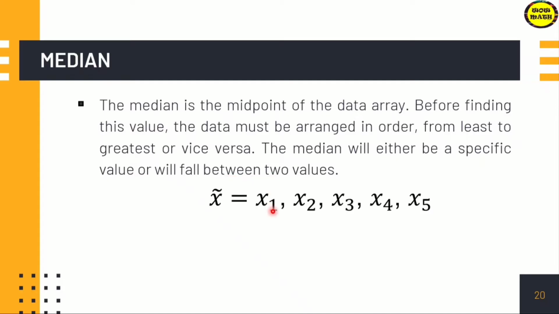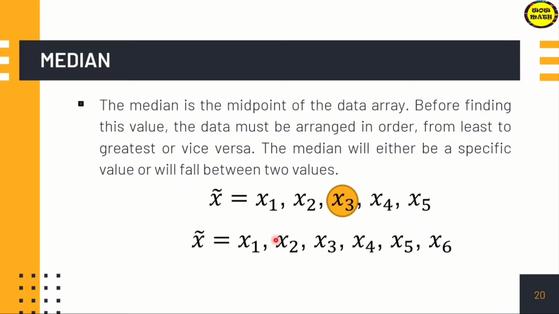Kapag meron tayong even or odd number of observations, let's say odd, for example, we have x sub 1, x sub 2 up to x sub 5. Meron tayong 5, ibig sabihin, meron tayong isang gitna, at yung gitna na yan, that will be the median. Again, kapag odd number, kung ano yung pinakagitna, that will be the value of the median. Of course, kailangan muna natin silang i-arrange in ascending or descending order.